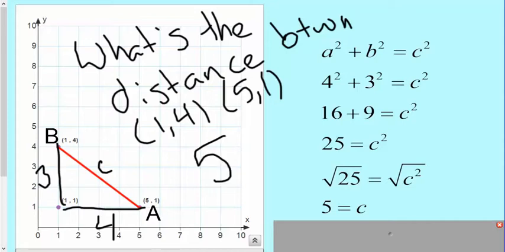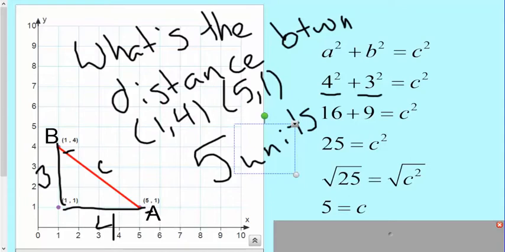And we're just going to put it as 5. We're not going to try to put feet or anything like that. If you want to put something to it, you just put 5 units. So really what we're seeing is the distance between our horizontal value, our x value, that 1 and 5, we found that distance to be 4, and our y value, between that 4 and 1, that distance was 3. That's how we got our a being 4 and our b being 3. So let's try another problem.